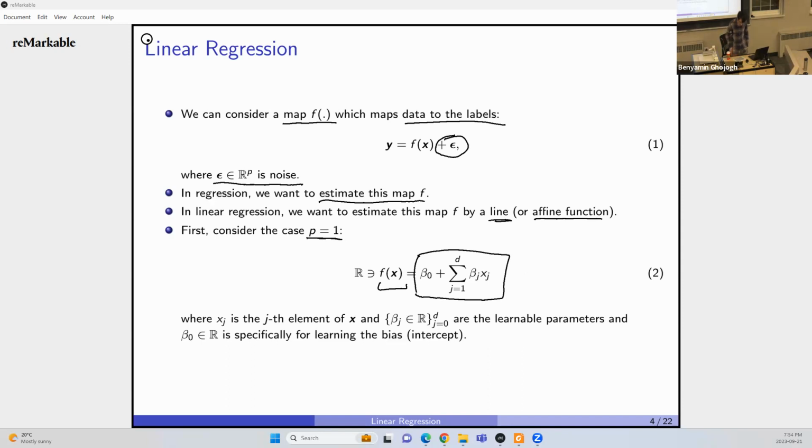Here beta 1 to beta d tell me the slope of this line, and beta 0 is for bias, because in my actual data, I might have bias. I need to capture that. And xj is the jth element of x, and beta 0 to beta d are the learnable parameters, the parameters which I want to learn.